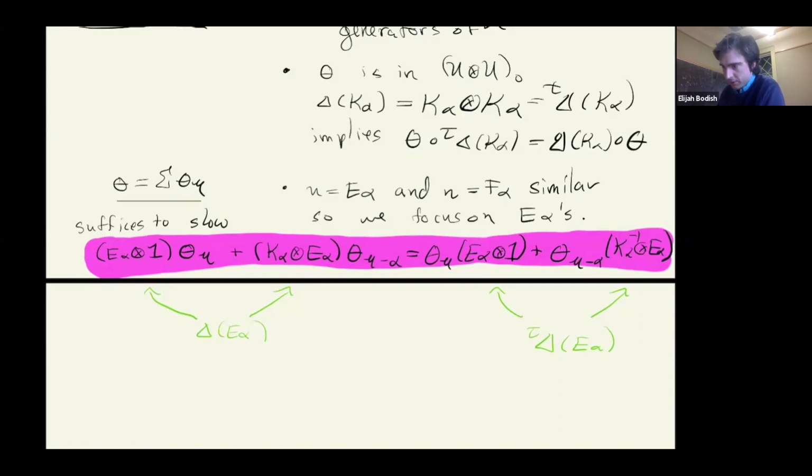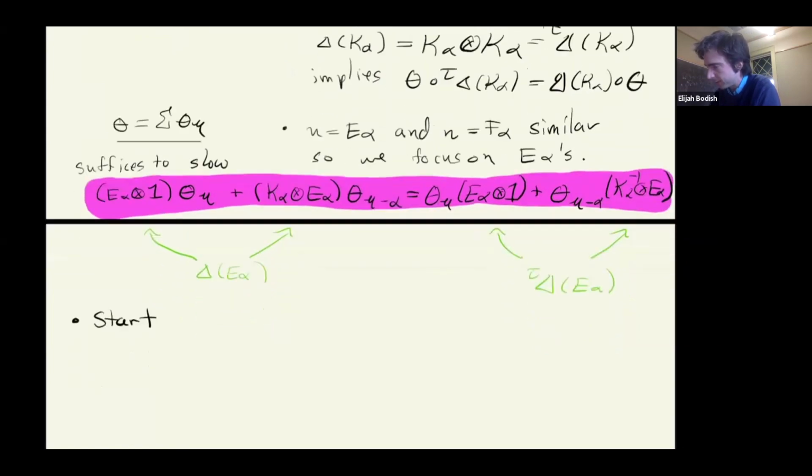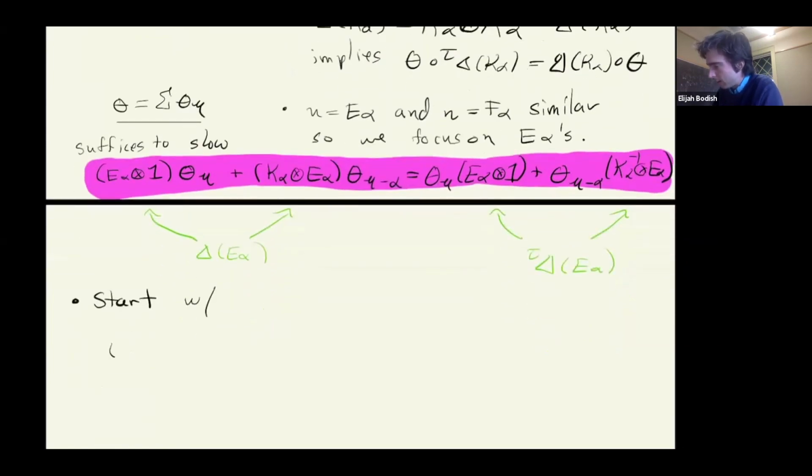So where do we start? We start with just rearranging this equation. This equation is in the form that makes the most sense from what we were trying to show, but we start by rearranging it as thinking about E alpha tensor 1 composed with theta mu minus theta mu composed with E alpha tensor 1. So we just move the theta mu's to one side, and we're going to try to transform this so that we have then moved the theta mu minus alphas to the other side.